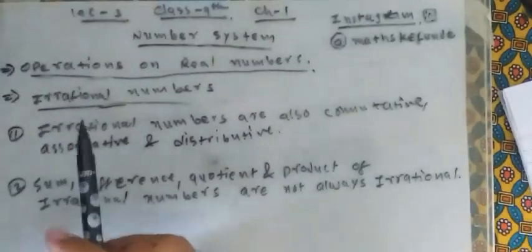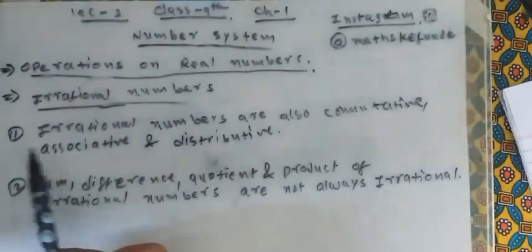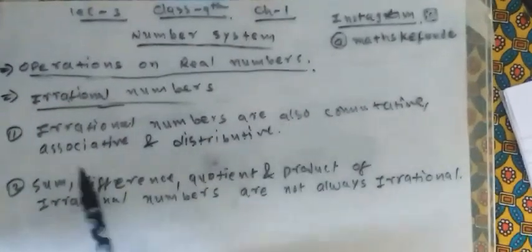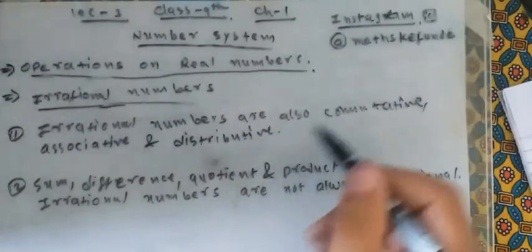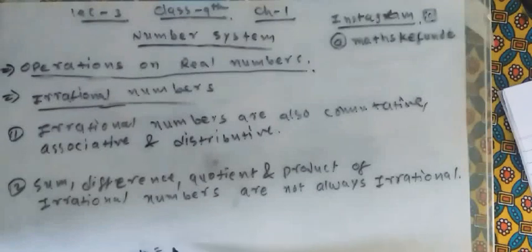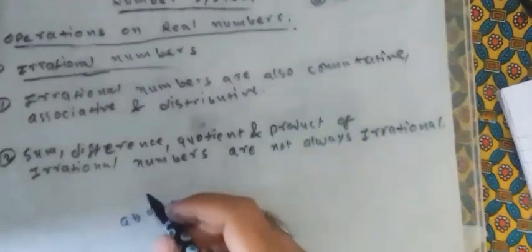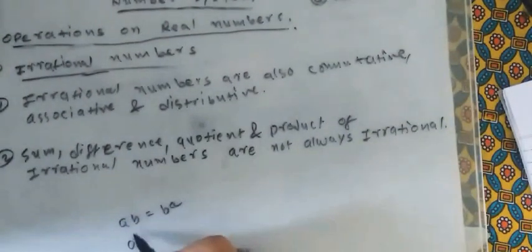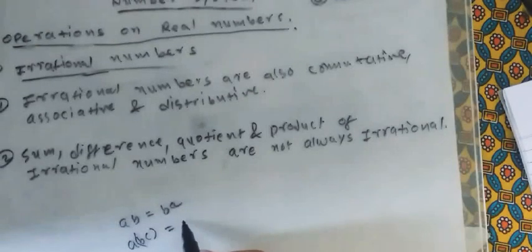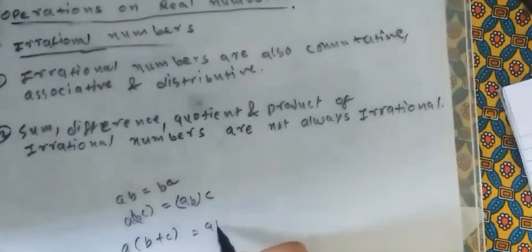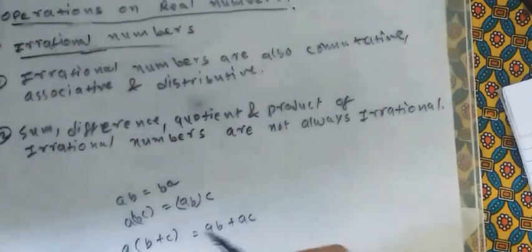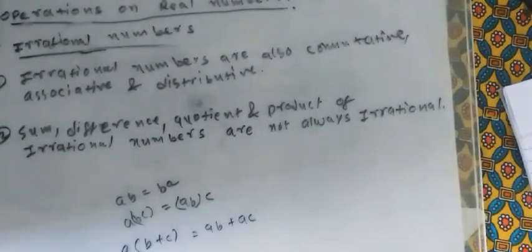Now, operations on irrational numbers. First point, irrational numbers are also commutative, associative and distributive. As we saw, rational numbers are commutative, meaning ab is equal to ba, associative means a into bc is equal to ab into c, and distributive means a into (b plus c) is equal to ab plus ac. So these three properties are also followed by the irrationals.